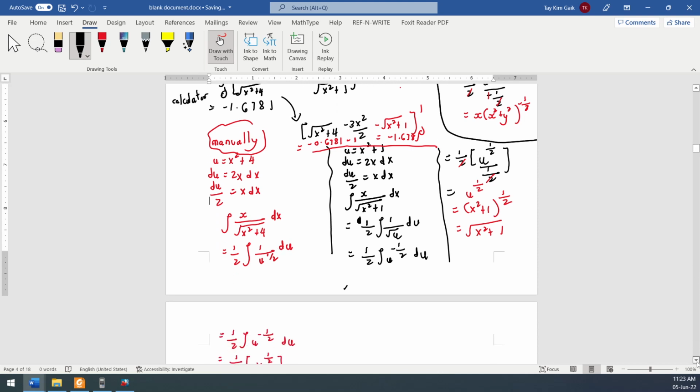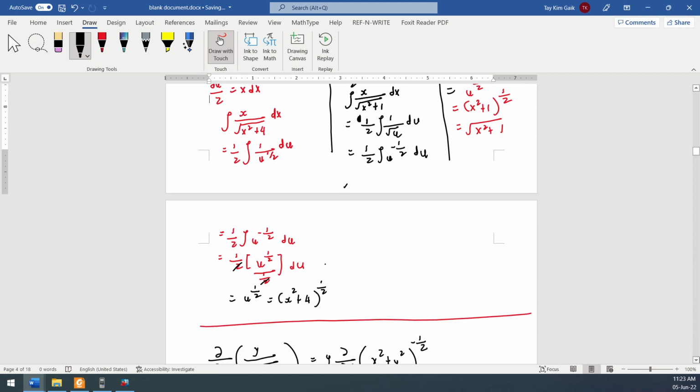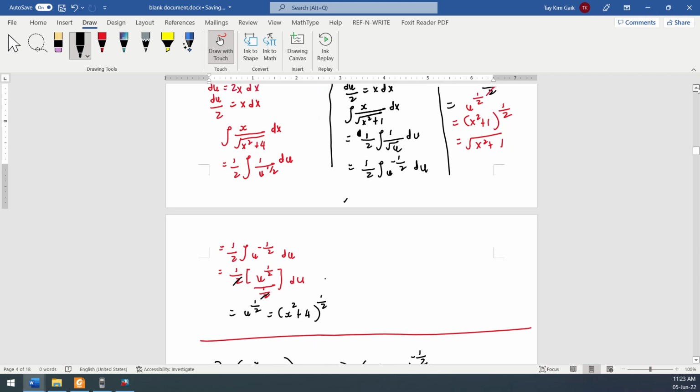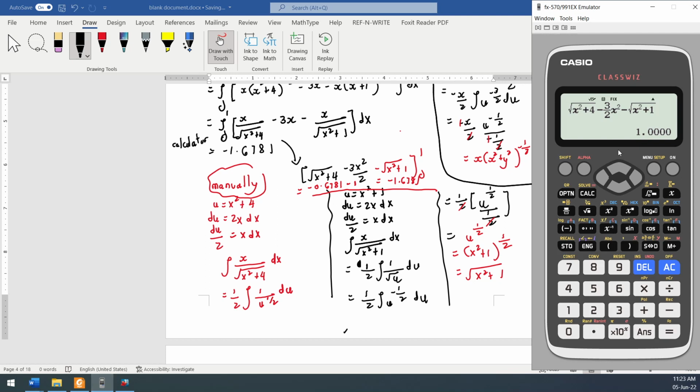So it is integrating u to the power negative half. For integration, power plus 1, so negative half plus 1 becomes u to the power half. Divide by the increased power, so you are left with u to the power half, where u is x squared plus 4. The third integral has the same form, only the 4 changes to 1. That's why the answer you get has square root of x squared plus 1. And then here I have no space to show manually, so I key in this one: square root of x squared plus 1 minus 3 over 2 square root of x squared plus 4, and then I calculate.